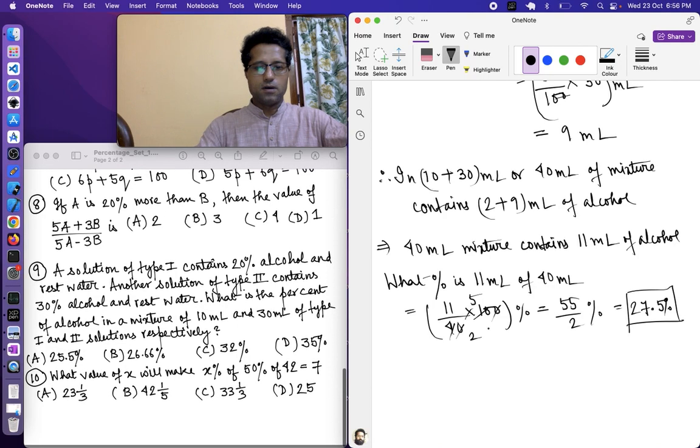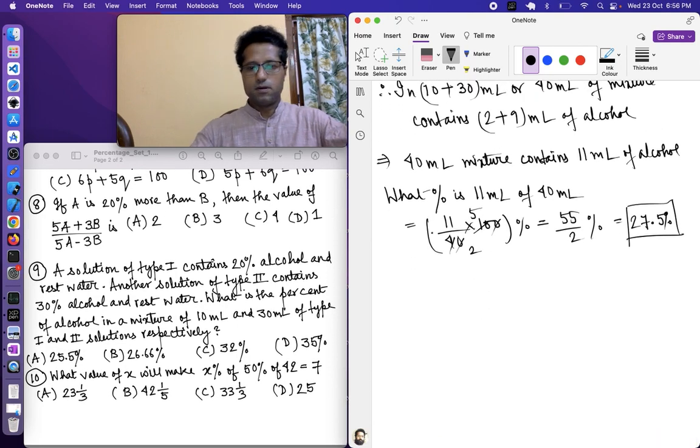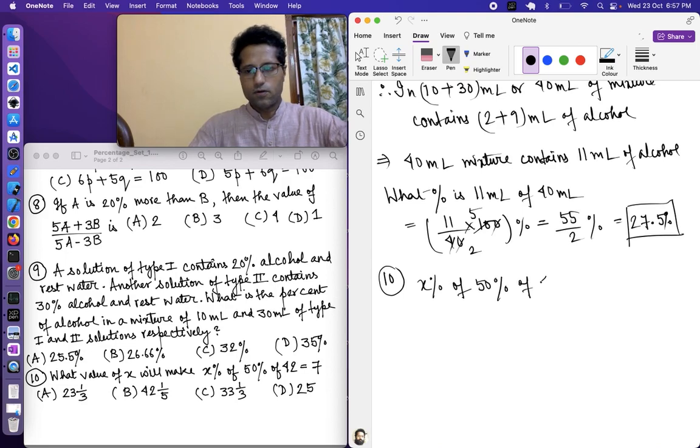Okay, let's do problem number 10. What value of x will make x percent of 50% of 42 equal to 7? Basically we have to solve the fact that x percent of 50% of 42 is equal to 7.